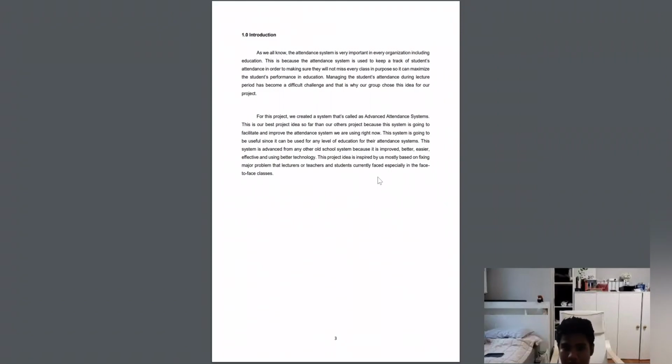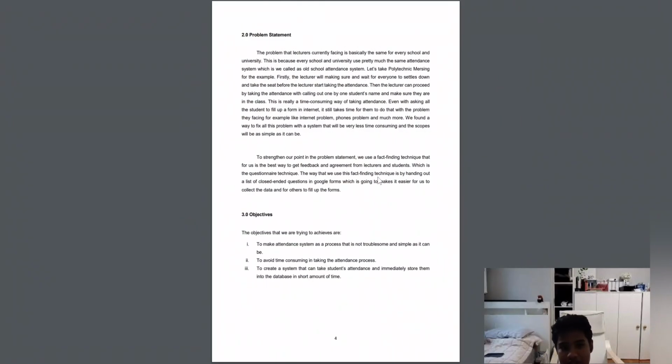This is our best project idea so far compared to our other projects because the system is going to facilitate and improve the attendance system we are using right now. This system is going to be useful since it can be used for any level of education for their attendance system. The system is advanced from any other old school system because it is improved, better, easier, effective, and using better technology. This project idea is inspired by us, mostly based on fixing major problems that lecturers or teachers and students currently face, especially in face-to-face class.